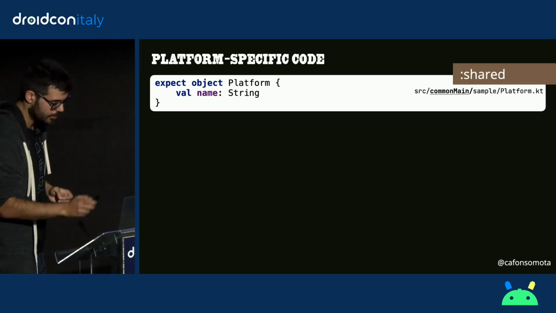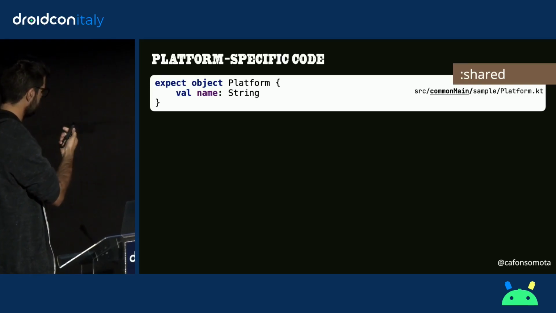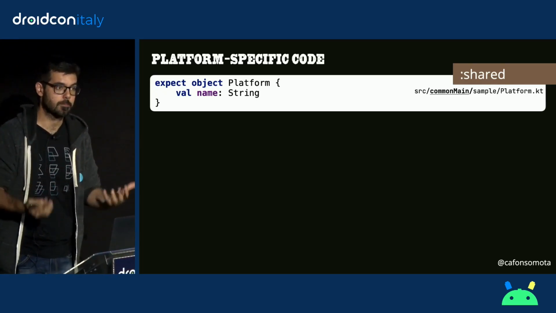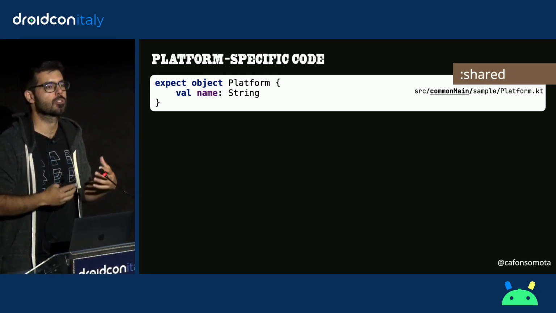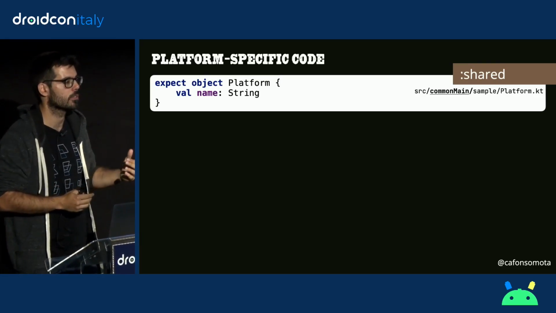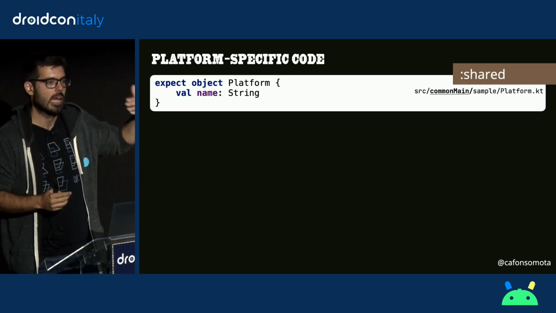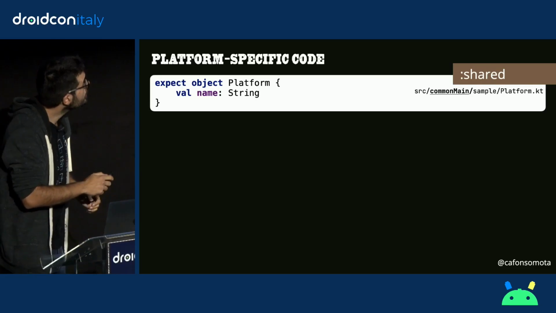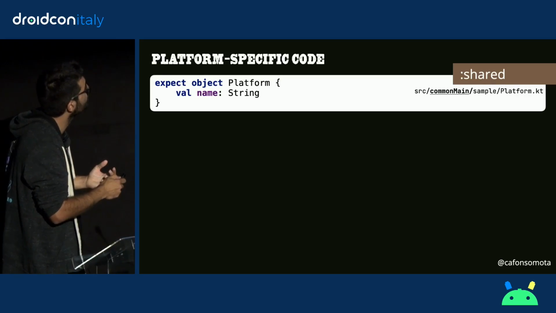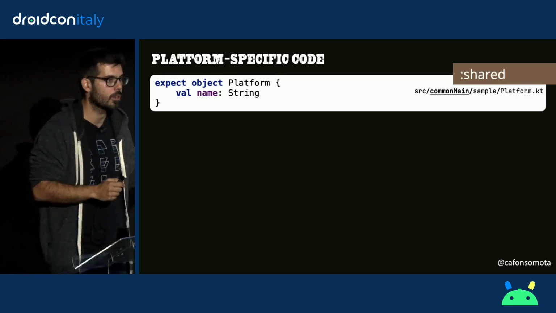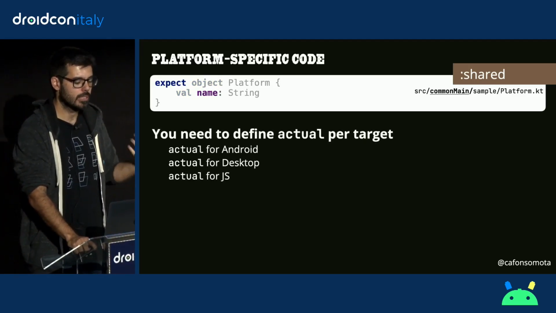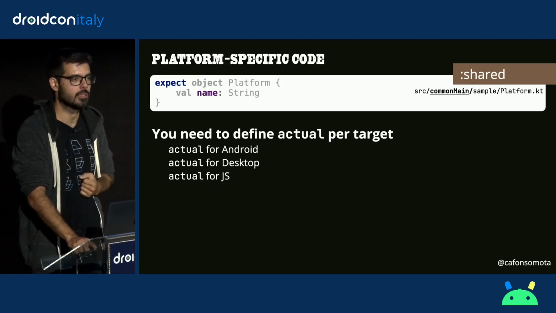So if you see here, I've brought a clicker. You're going to have a keyword called expect. This expect means that you expect someone to define, in this case, what name really is. And you want this name to be the platform name. So you want to show Android on Android, iOS on iOS, and web on web, for instance. You can also see here that all the business logic is inside this common main folder. And all the expect code should be in this same folder. So I expect someone to define name. In this case, I'm going to target Android, desktop, and the web.